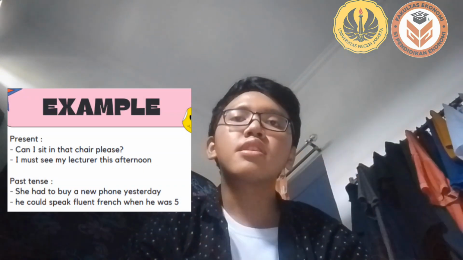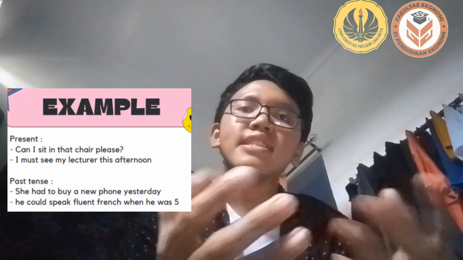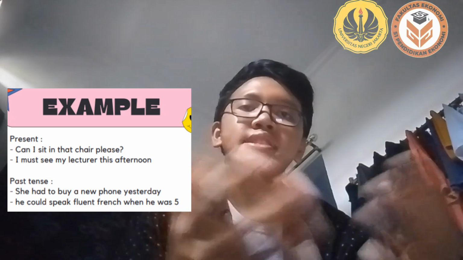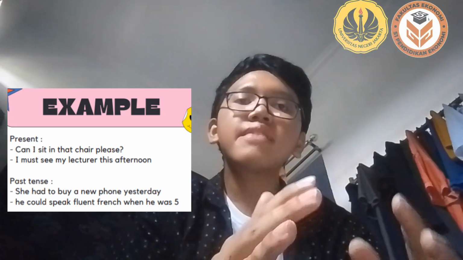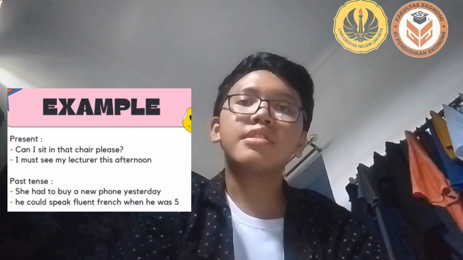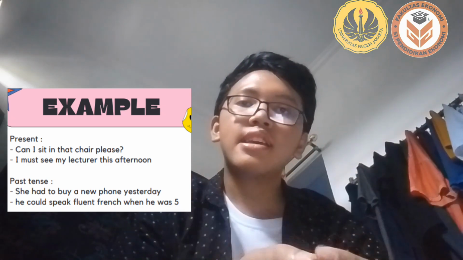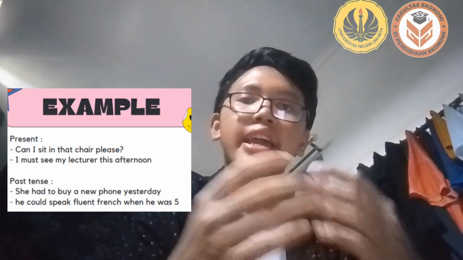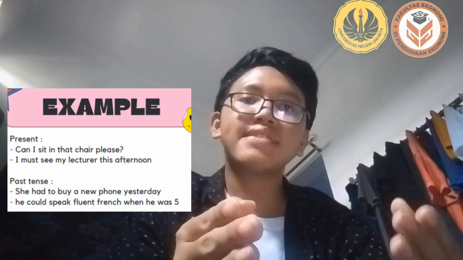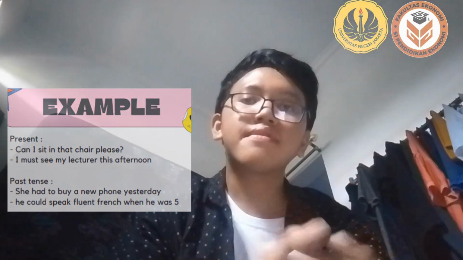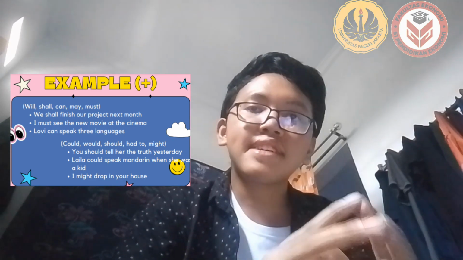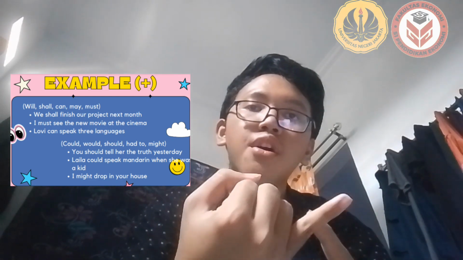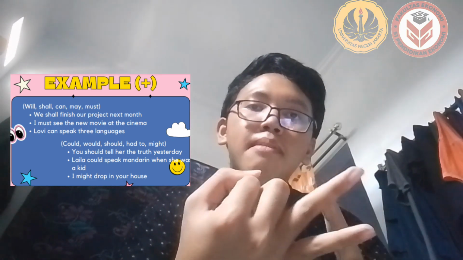For example, present: Can I sit in that chair, please? I must see my lecturer this afternoon. In the past tense: She had to buy a new phone yesterday. He could speak fluent French when he was 5. Example for the active sentence: will, shall, can, may, must.